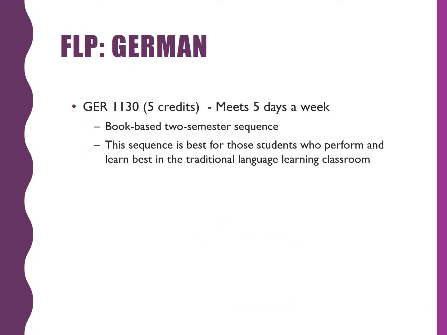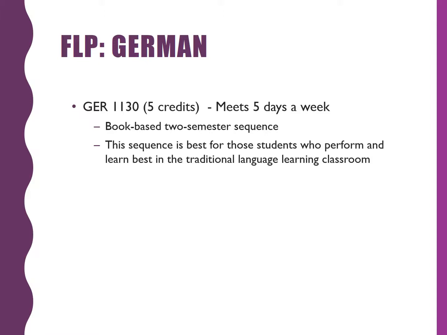So as I said, I wanted to talk a little bit about the difference between GER 1130 and 1125 sequence. The GER 1130 is a 5-credit class that meets 5 days a week. So it's a very traditional class. Many of our languages are taught this way, where you're meeting Monday through Friday, 3rd period or something. It's a book-based 2-semester sequence, like we talked about, and the sequence is best for the students who perform and learn best in the traditional language learning classroom.